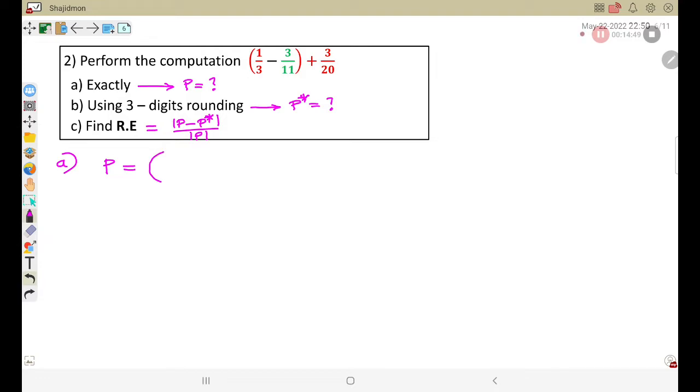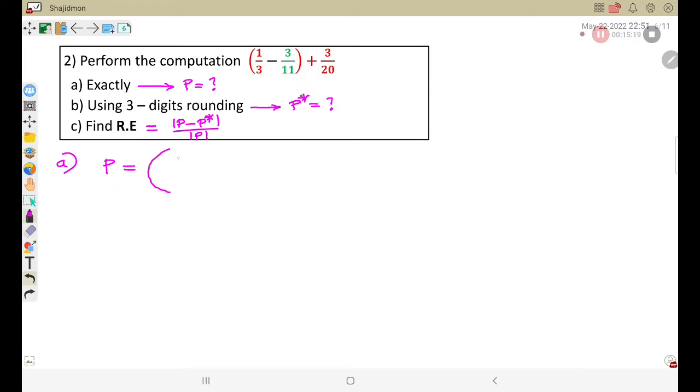So what is the question? 1 over 3 minus 3 over 11 plus 3 over 20. Now, before in the previous session, I told you how to find the exact value. Directly enter this number in your calculator, in one step. I will show here how to enter.